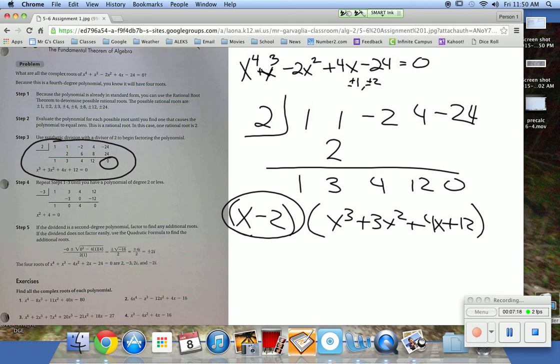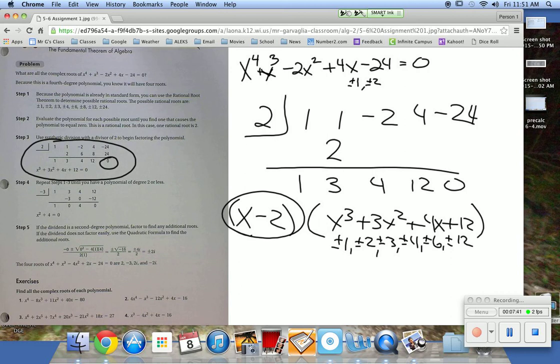Now I'm going to look at the factors of this, and I see here 12. So I would do my plus or minus 1, plus or minus 2, plus or minus 3, plus or minus 4, plus or minus 6, plus or minus 12. And I would do the same. See what I did here? 1, 2, 3, 4, 6, 12 are factors of 12.